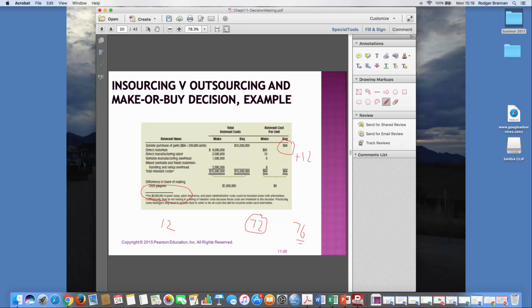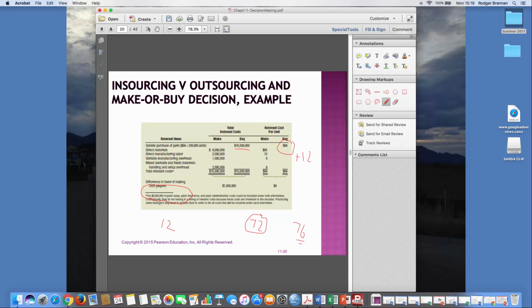Or if you want to look at it in terms of total numbers, sometimes that's better. Okay, fine, if I make it, it's going to cost me $18 million. If I buy it, that's the out-of-pocket cost to buy the stuff, but the $3 million doesn't go away, so my total cost here would be $19 million. So insourcing, outsourcing, the big issue here, what happens to fixed cost?